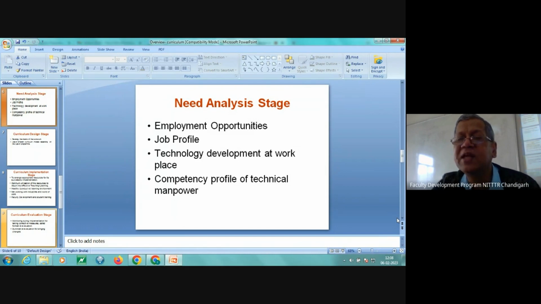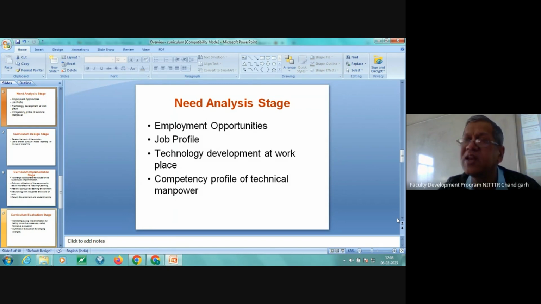If someone is asking me to design the curriculum in the area of electronics and communication engineering, ECE, whether it is degree program or diploma program, before designing the curriculum, I would like to know what is the technical advances in the area of ECE. What type of processors are being used? What type of sensor transducers are being used?